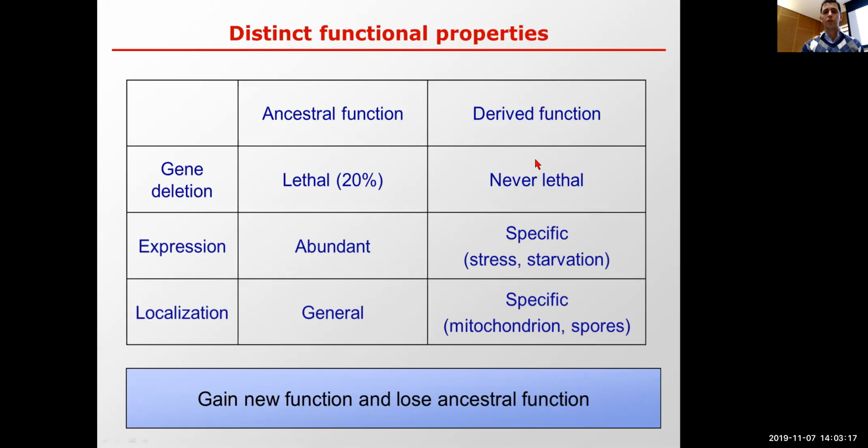but these genes are now losing their ancestral function. And if you look at their expression patterns, the ancestral function genes are much more abundant in expression, whereas the derived function genes tend to be more specific in stress or starvation. In terms of localization, these are found everywhere, whereas the derived function genes are very often localized in specific subsets of the cell. Everybody with me?